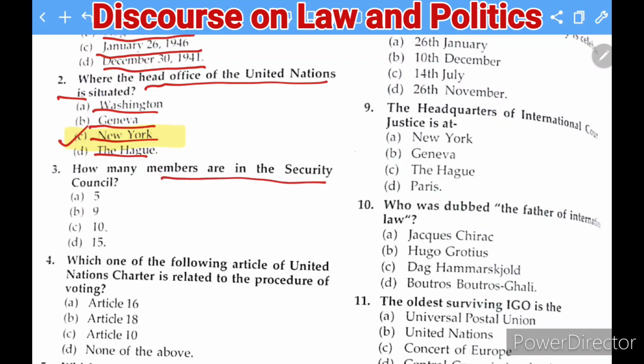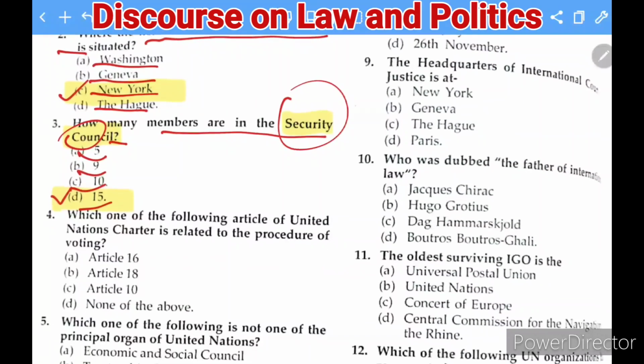How many members are there in the Security Council? The options given here: 5, 9, 10, 15. My dear friends, sometimes students confuse this with the permanent members of the Security Council. It is about the Security Council only. So the total number of members in the Security Council is 15. This is the right answer. Moving to the next question.